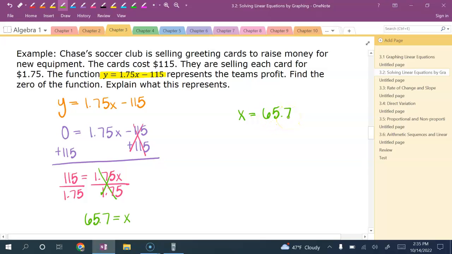But they want us to explain what this represents. So if I were to put 65.7 back in for x here, that is what would make this equation equal 0. So what this means as far as this problem, in order for them to make a profit, in order for them to make money, they need to sell more than 65.7 cards. Now, no one's going to buy a fraction of a card. So really what we could say here is that they must sell at least 66 cards to make a profit.